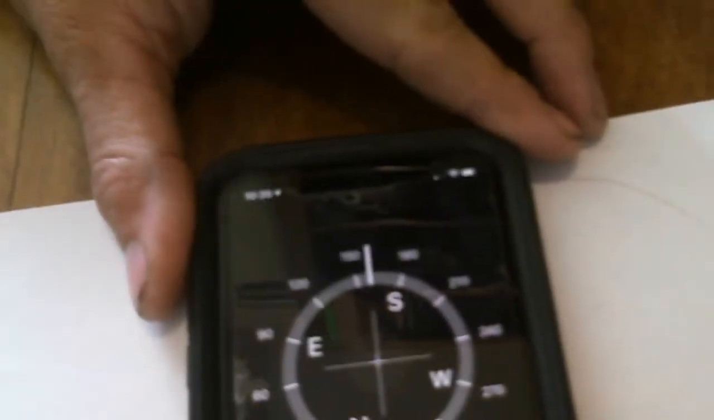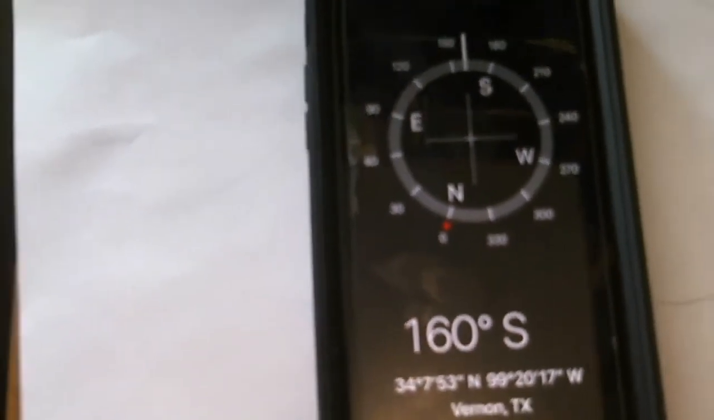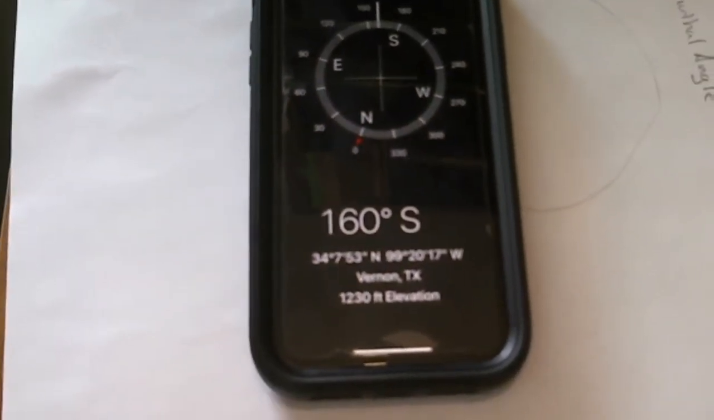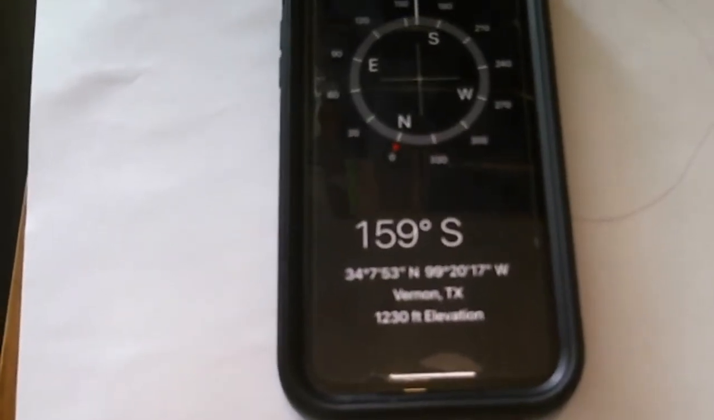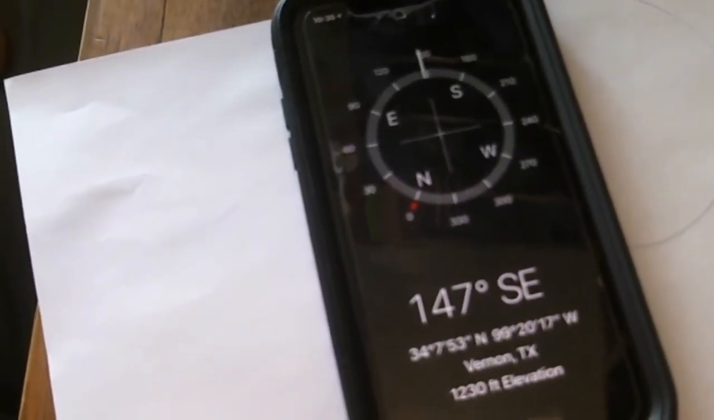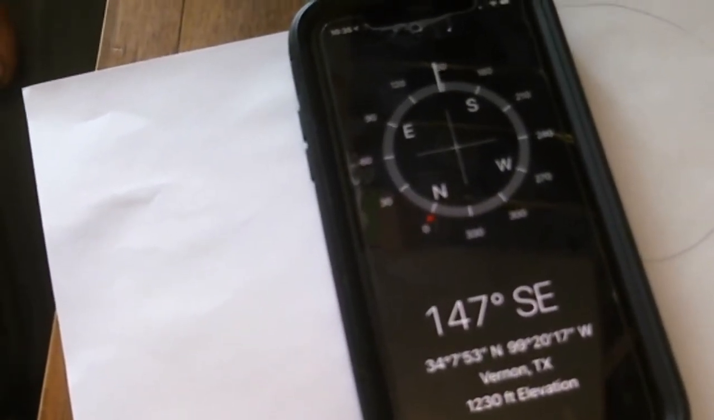Okay. All right. So I'm going to turn my camera around here so you can see what we're doing. All right. So there. Hang on. Let me find it. This is a little weird. Okay. So there we go. We've got the compass, and it's pointing 160 degrees south. Oh, well, that's not lined up with my moon today. I'm going to line it up with my moon, and I've got 147 degrees southeast.